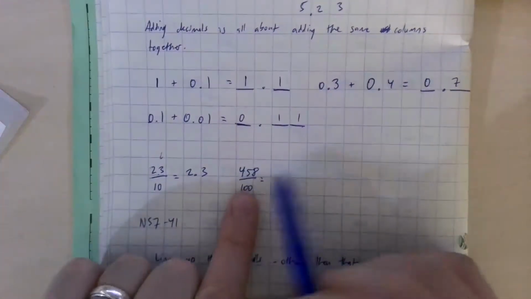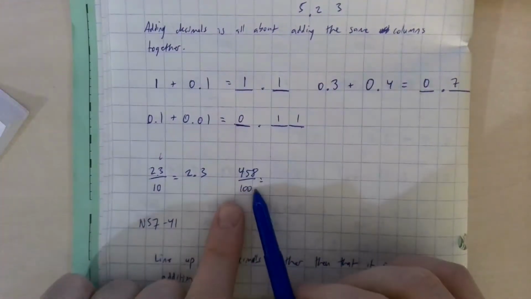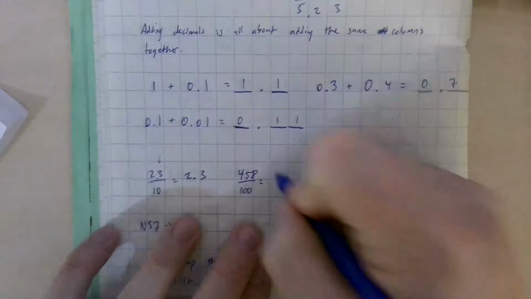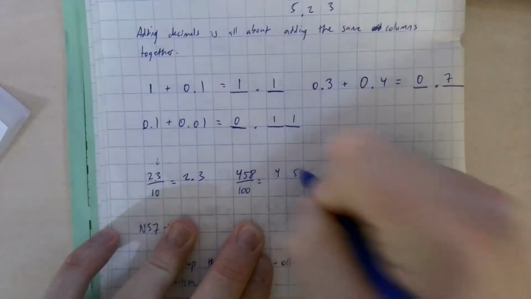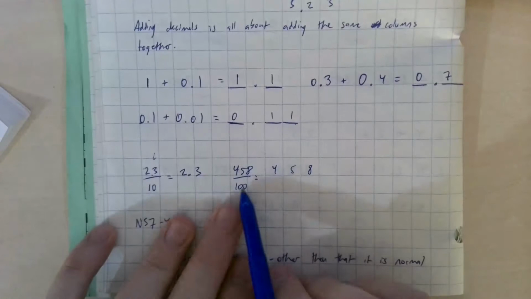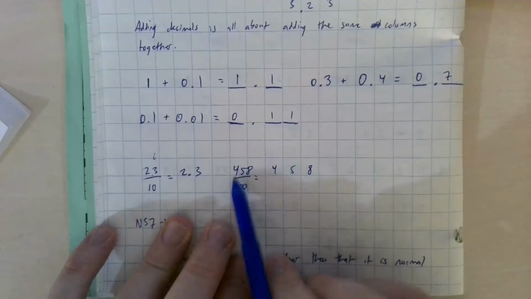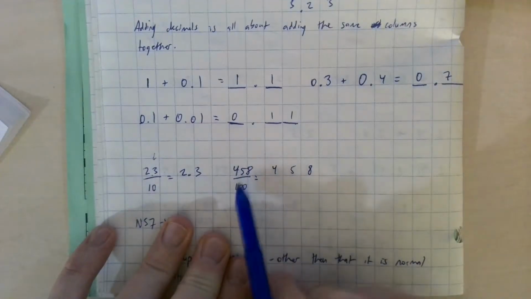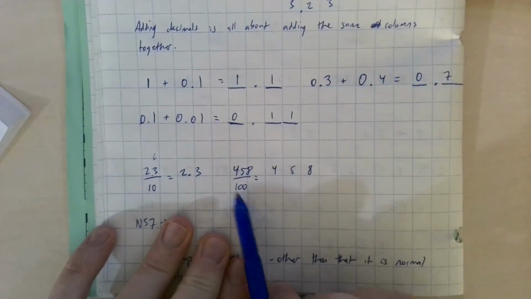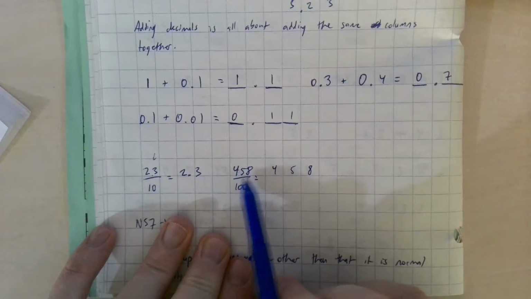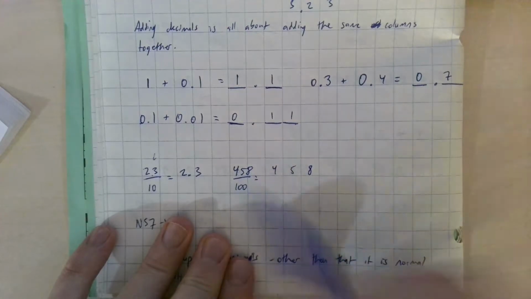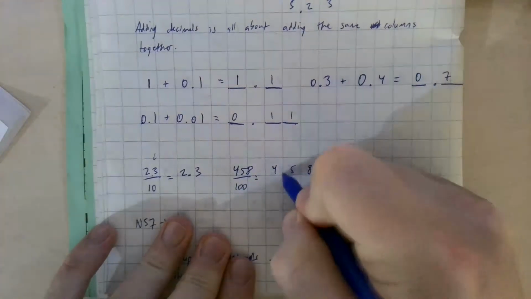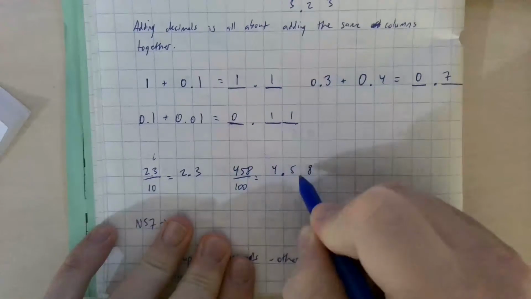This next one, I have 458 over 100. So what's going to happen? Well, I'm going to write the number down, 458, and now I need to figure out where my decimal is going. So if you think about this, I have 4 wholes here because I have 400. So 400 over 100, that's like 4. And so what I have left over is 58. So I have 58 hundredths. So that means I want to put the decimal here because this gives me 58 hundredths.